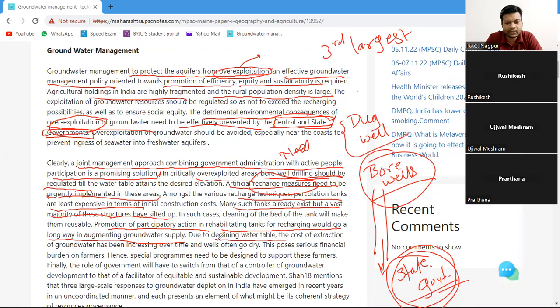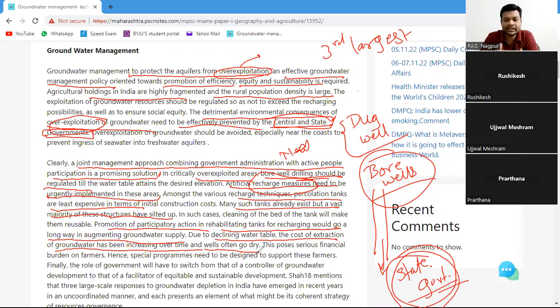Due to the declining water table, the cost of extraction of groundwater has been increasing, and wells often go dry. This is a very serious problem. The cost of extracting water is very high. How is it very high?